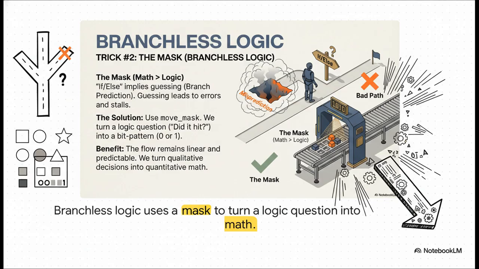But the ultimate trick is to avoid those trips to the manager's cabin altogether. An if-else statement is what we call a branch. It's a fork in the road. The CPU has to guess which path the code is going to take, and if it guesses wrong, it has to backtrack and redo the work, wasting precious time. Branchless logic avoids this whole guessing game. Using a special instruction, we can turn a logic question, like, hey, which of these 4 objects just collided, into a simple mathematical bit pattern. A 1 means yes, it hit. A 0 means no, it didn't. So you just get a result like 1001. The processing flow stays perfectly straight and predictable. You've turned a risky guess into a simple mathematical guarantee.